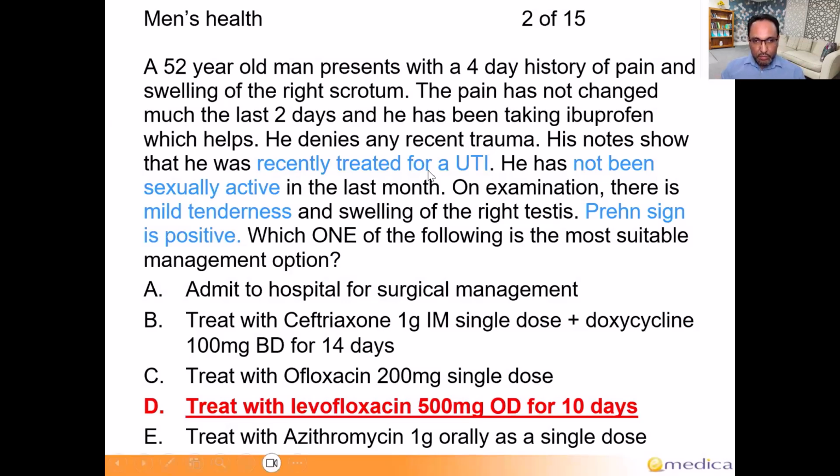Okay, so they've recently had a UTI, and that means that there's certain organisms that are more likely compared to if they'd recently had an STI and he's not been sexually active recently. And then the other thing that is useful is the fact that Prehn's sign is positive. All right, so sometimes people think that it could be torsion, and that's why some of you would have picked A, admit to hospital for surgical management. But in torsion, Prehn's is usually negative. All right, so that's how we could eliminate that one.